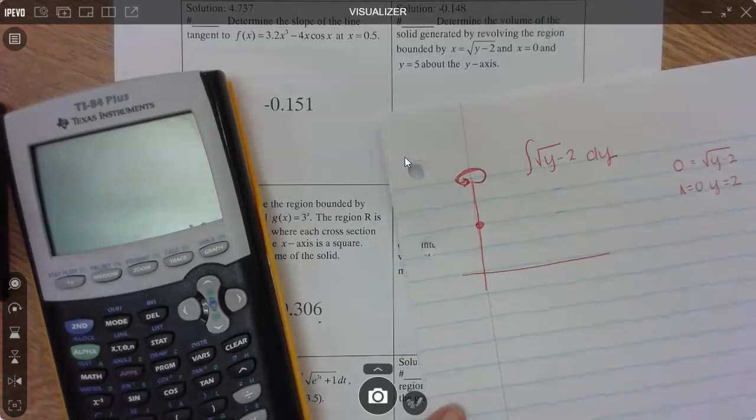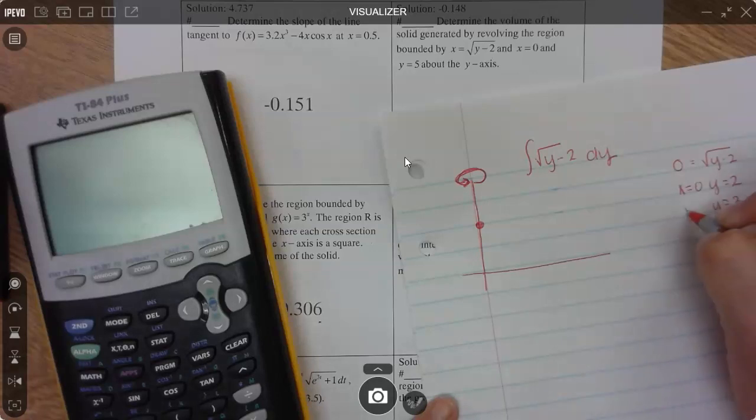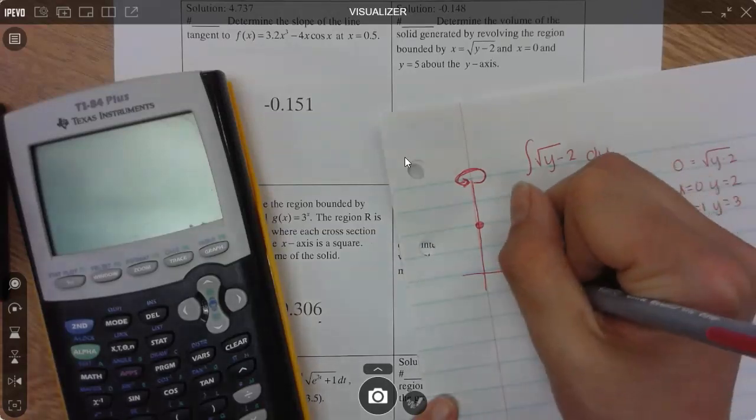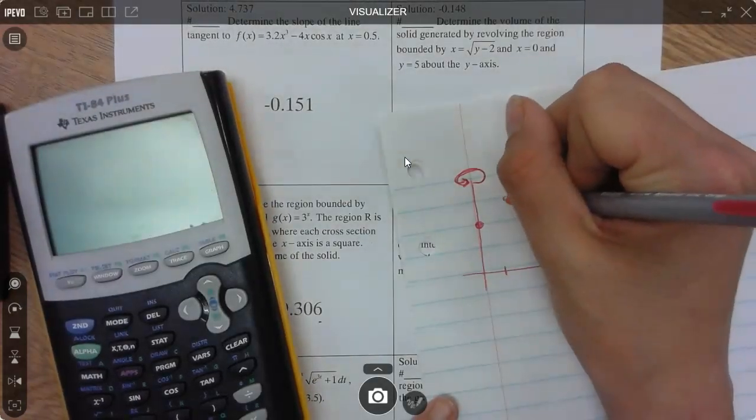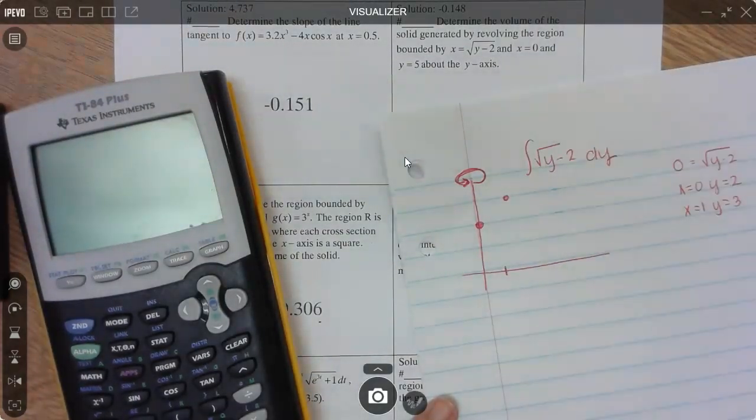And then again, you could work backwards even from that. You could say, okay, well, what happens when y is 3? Because if I plug in a 3 for y, 3 minus 2 is 1. So I get the square root of 1, which is 1. So when y is 3, x is 1. So I know that this point is 1, 3.